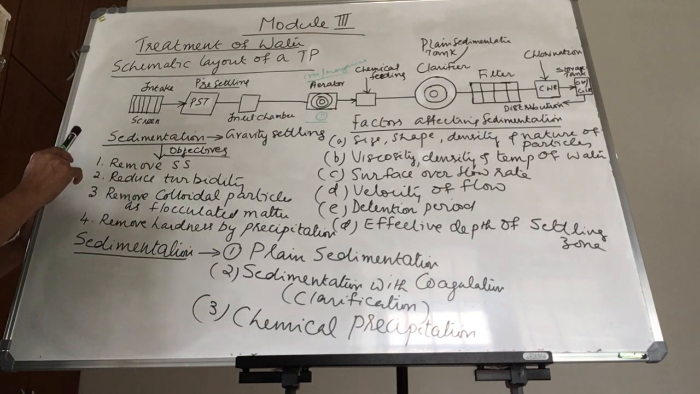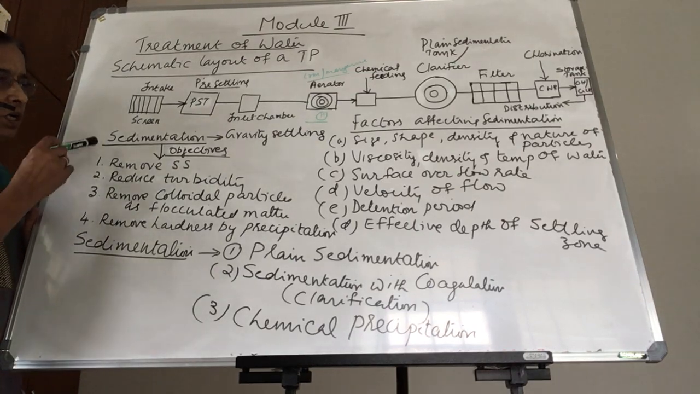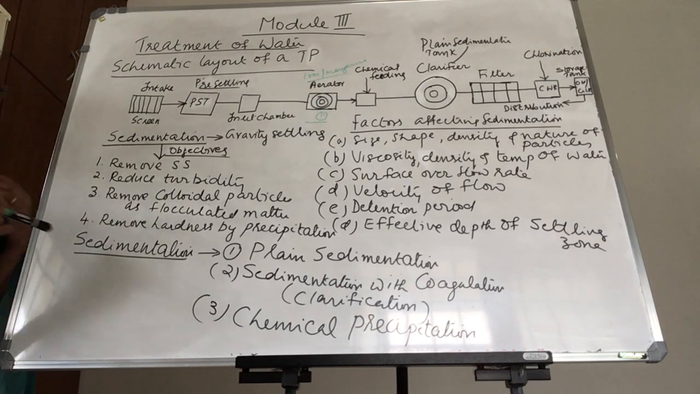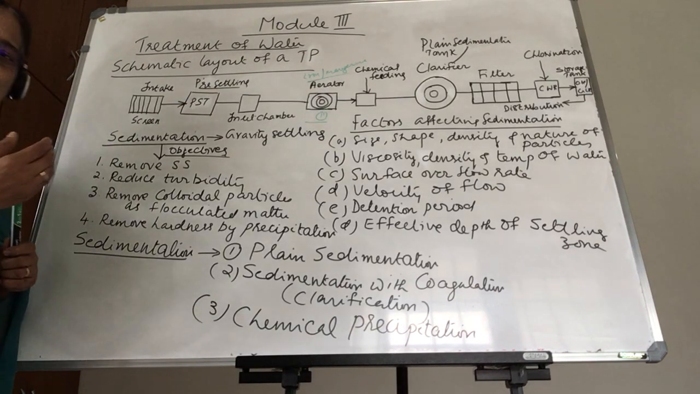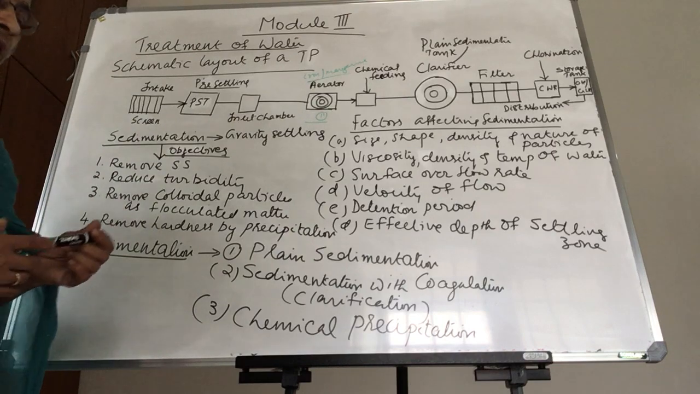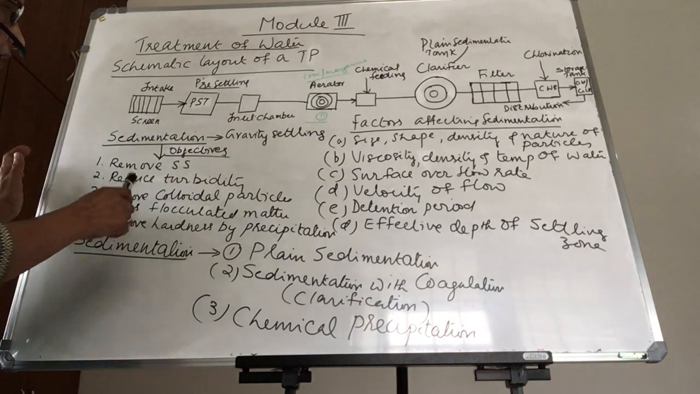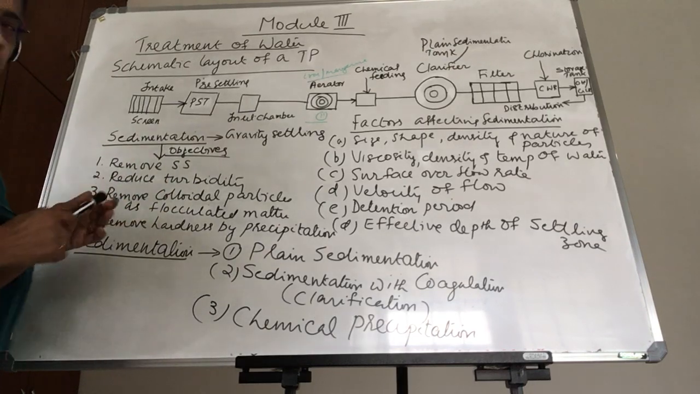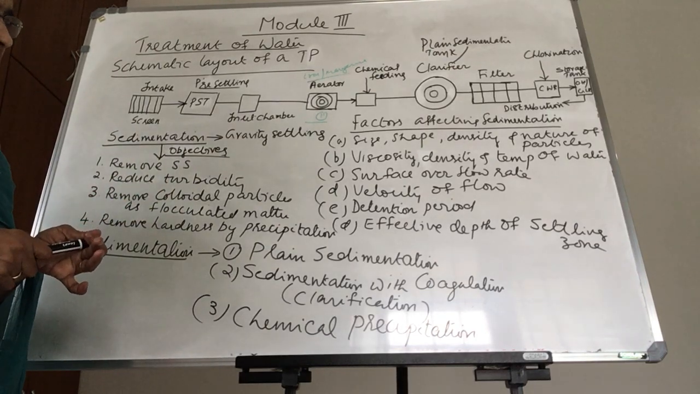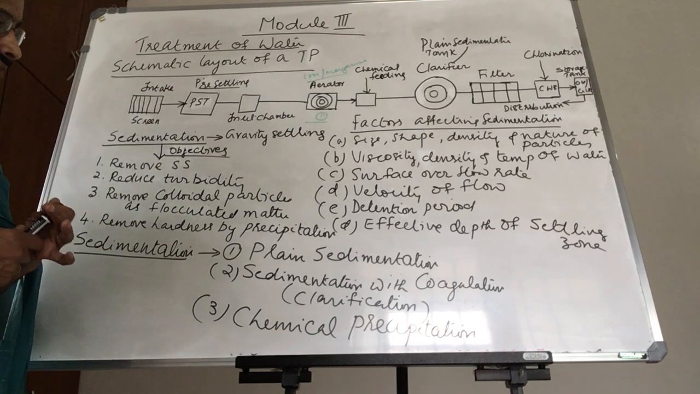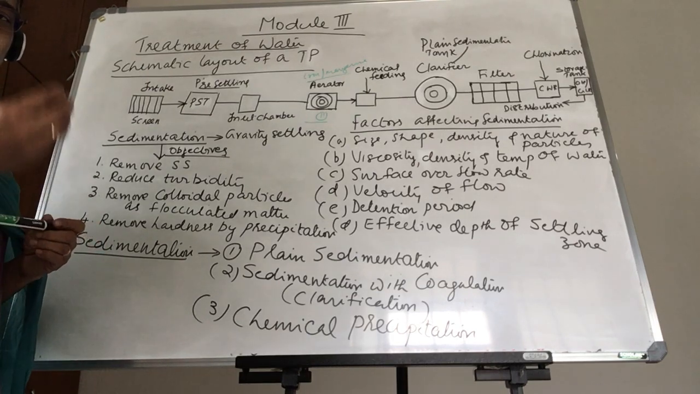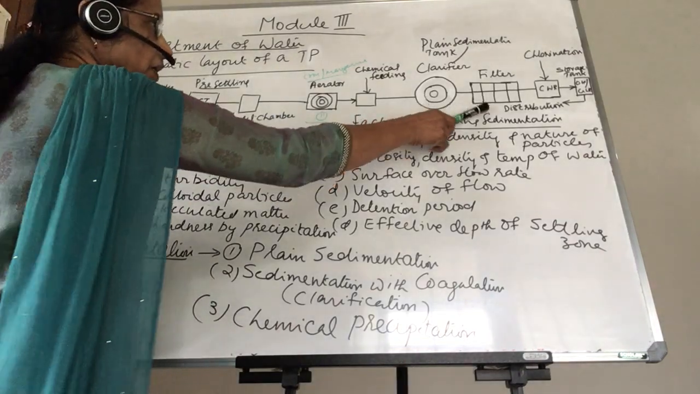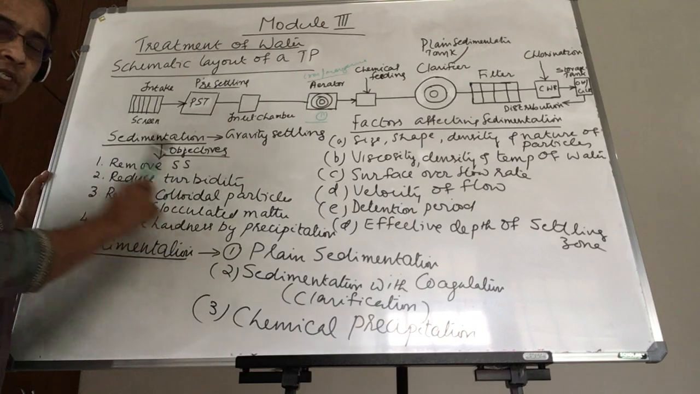Now coming to the objectives of sedimentation. The first one is to remove the suspended solids. We know suspended solids are usually settlable, so we can remove them by settling. Then, reduce turbidity. We know what turbidity is and what the causes of turbidity are. We want to reduce the turbidity to a certain limit so that further treatment can take place in the clarifier and the filter. So we want to reduce the turbidity.